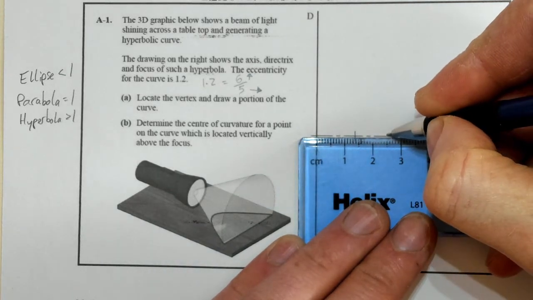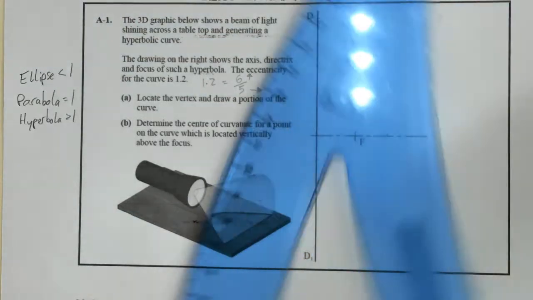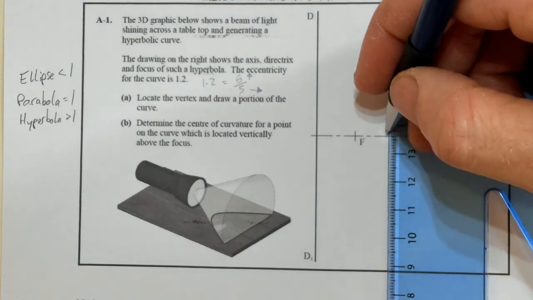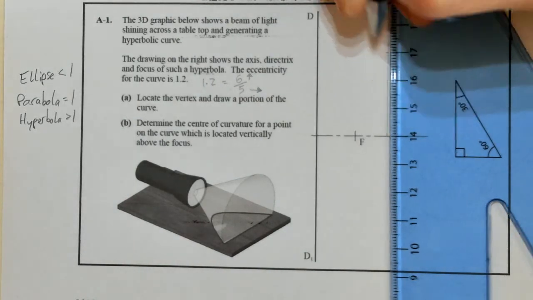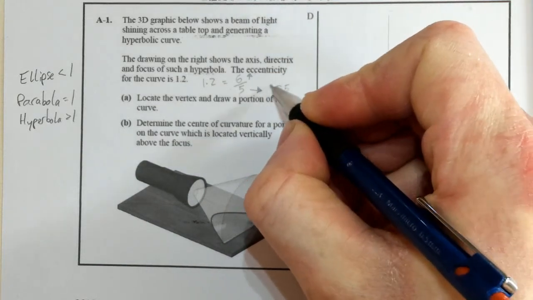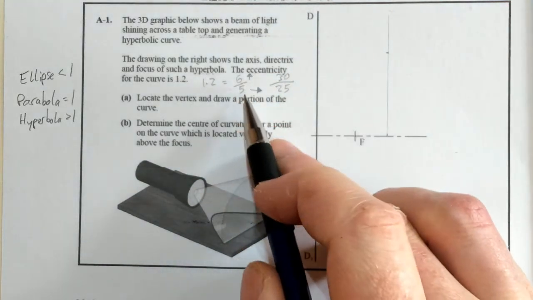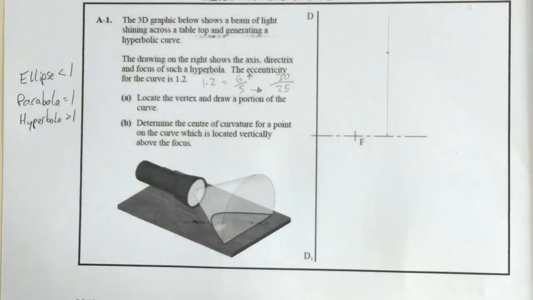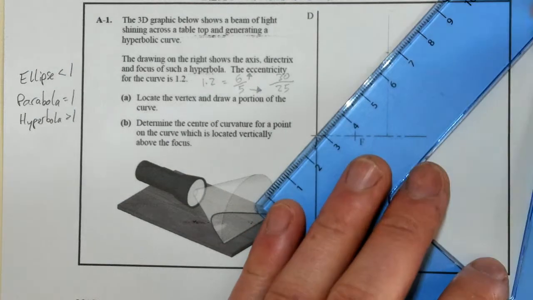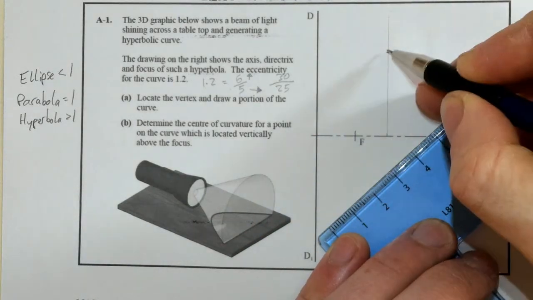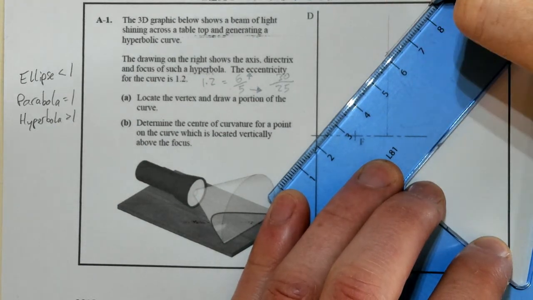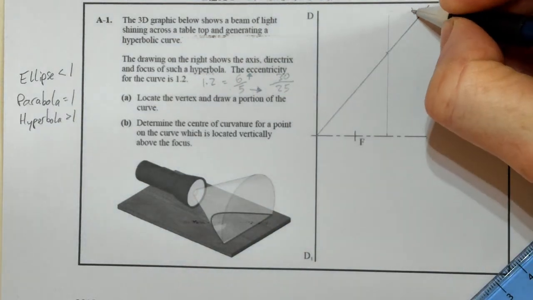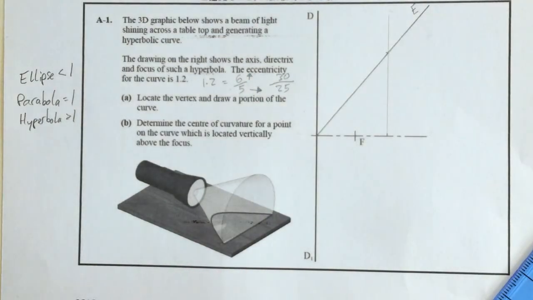Now, on my one here, I'm going to measure out 25, and I'm going to measure up 30. The reason I'm going 25 and 30 is because that would be the same as my 5 over 6, my ratio there. So I've measured out 25, up 30. I'm drawing it back here then to where my axis hits the directrix, and I'm calling that line E. E for eccentricity, or line of eccentricity.